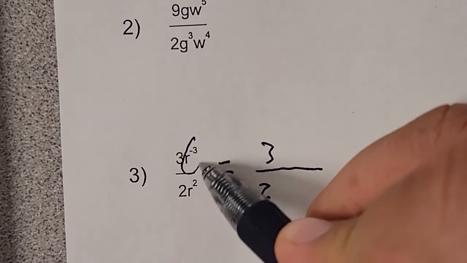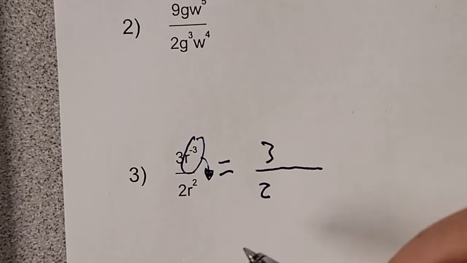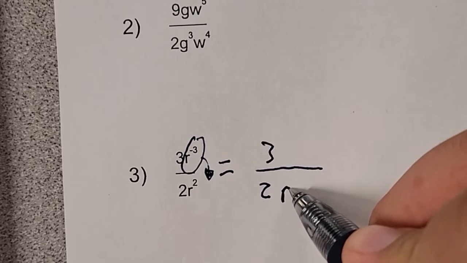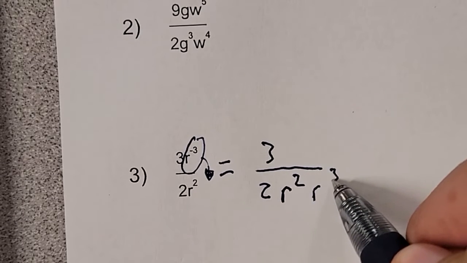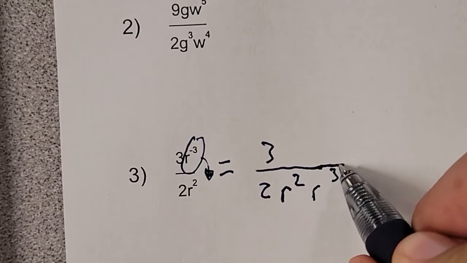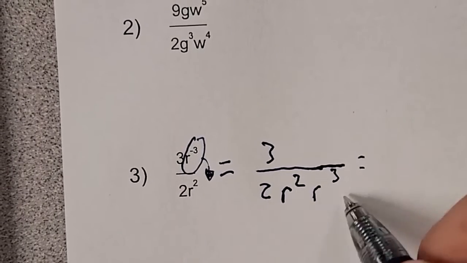Now this r that has a negative 3 has to move to the other side because I want this to be a positive. I want everything to be positive. So then the r squared is going to stay on the bottom and the r to the 3 is going to change positive when it jumps to the bottom part. Okay? From here, we're just going to go ahead and clean some things up.